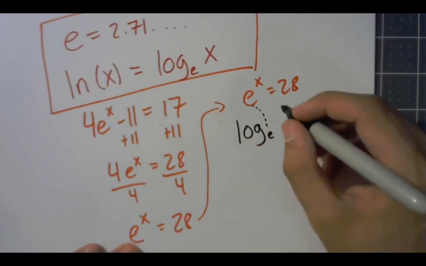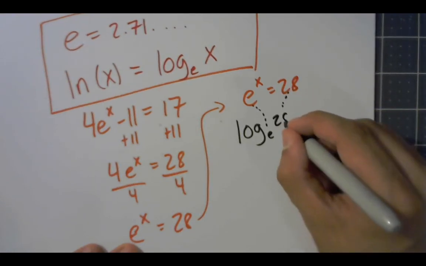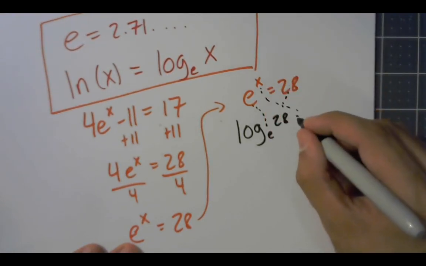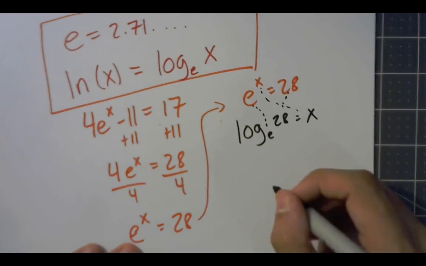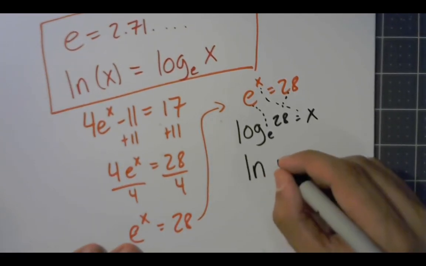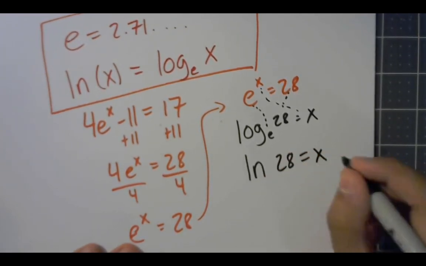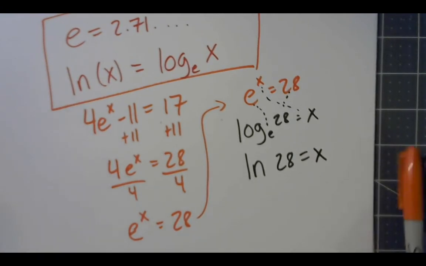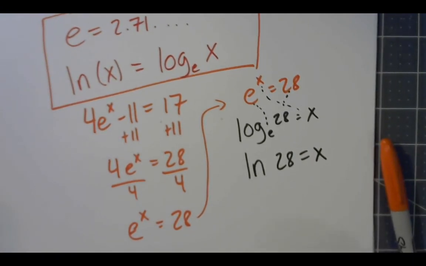That e is going to come down here to the little number. This is going to come right here to 28. And x is going to go over here. We don't write log with an e, so that'll be ln of 28 equals x. That doesn't seem any more intuitive, but you can actually just put this in your calculator.